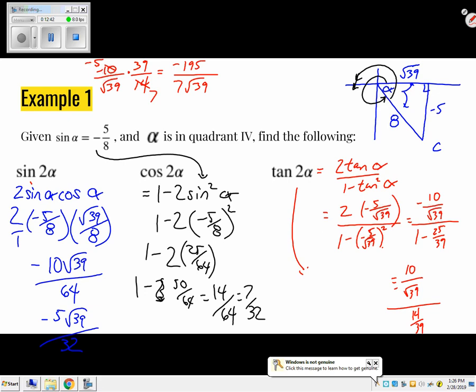So now we're going to rationalize it. So negative 195 square root of 39 over 7 times 39, 273. Wow. Is a 3 come out of that?